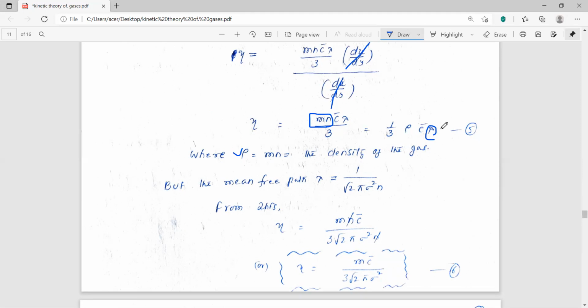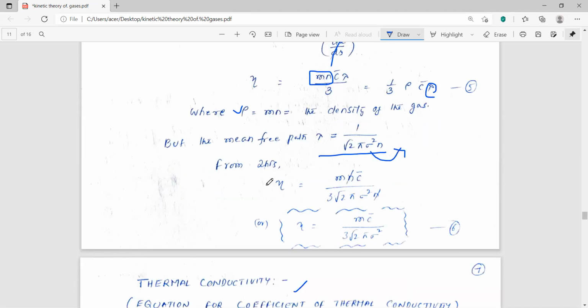The mean free path is the average distance traveled by a molecule between two successive collisions in a gaseous system. The value of the mean free path lambda equals 1 by root 2 pi sigma square n, where sigma is the diameter of the molecule. So if you substitute this value in equation number 5, what will happen here?